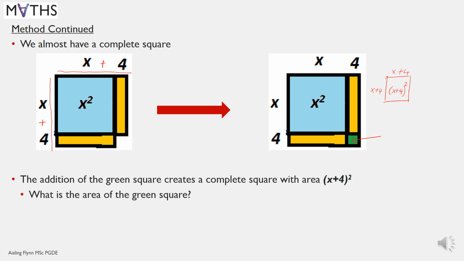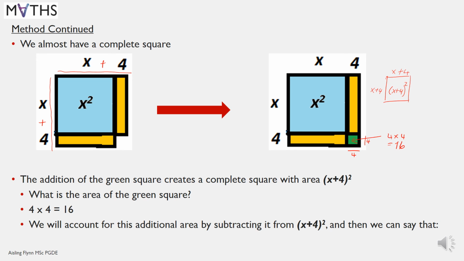So this little square here is 4 wide and 4 high. So 4 by 4 is 16. It has area 16 square units. And we will need to account for this additional area by subtracting it from x plus 4 squared. And then we can say that our original two terms here with the x's is equal in area to x plus 4 squared minus 16. So the big square minus the little green square. Okay, so they are equal in area.